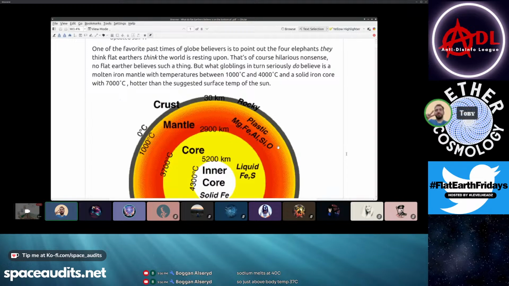One of the favorite pastimes of globe believers is to point out the four elephants they say flat earthers think the world is resting upon. That's, of course, hilarious nonsense. No flat earther believes such a thing. What globelings in turn seriously do believe is a molten iron mantle with temperatures between 1000 and 4000 degrees Celsius and a solid iron core 1000 degrees C hotter than the suggested surface temperature of the sun.